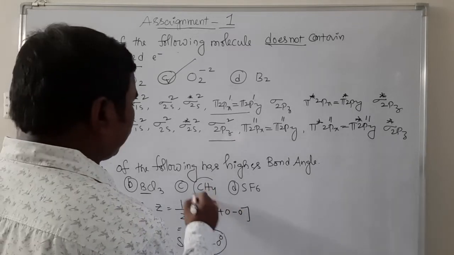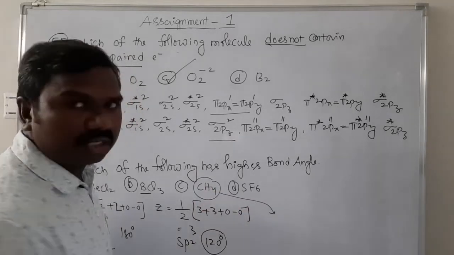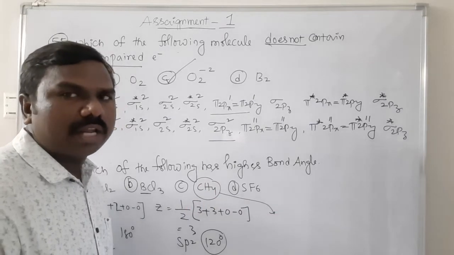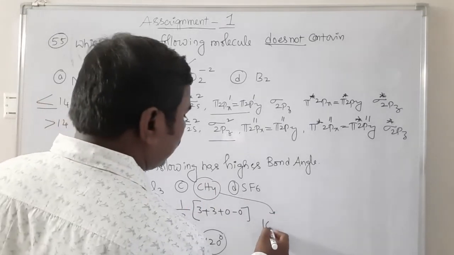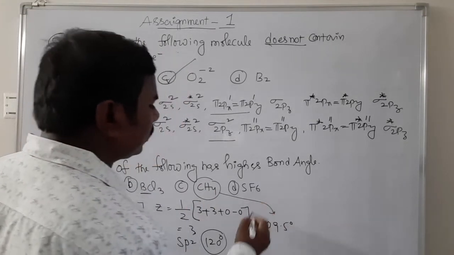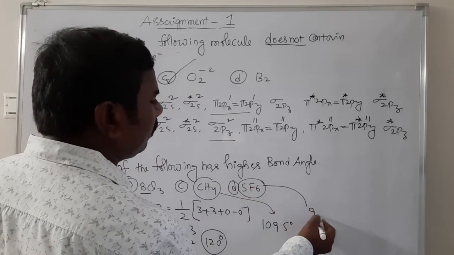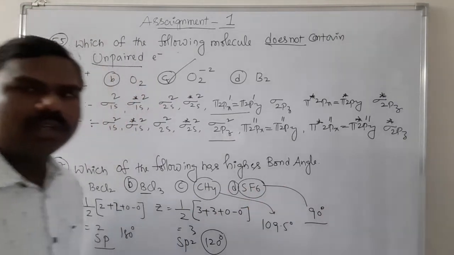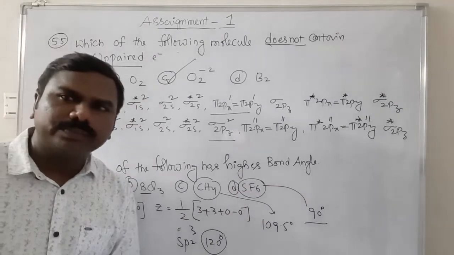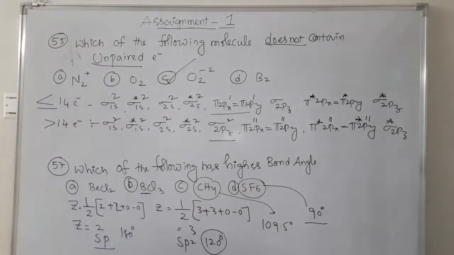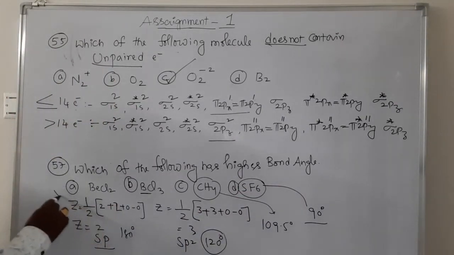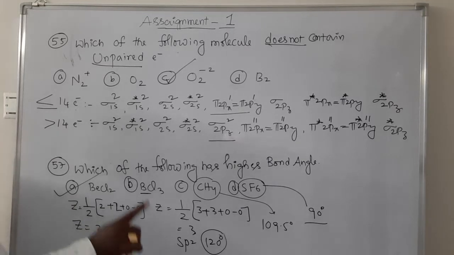Next, for methane, tetrahedral structure, as you know the bond angle is 109.5 degrees. In SF6 the bond angle will be 90 degrees. You find like that, students; you will come to know by the hybridization formula. So here the highest bond angle is in BeCl2, that is sp hybridization, 180 degrees, right?